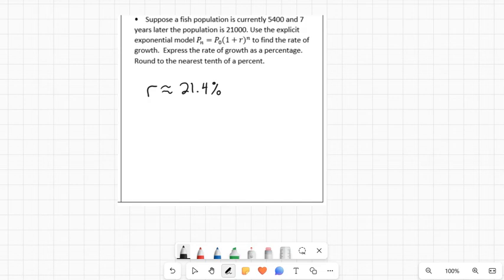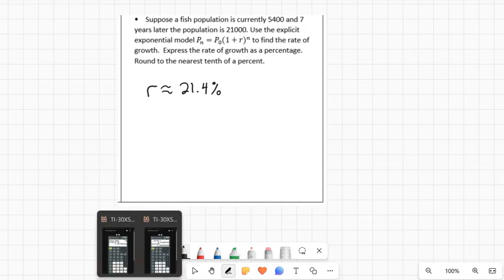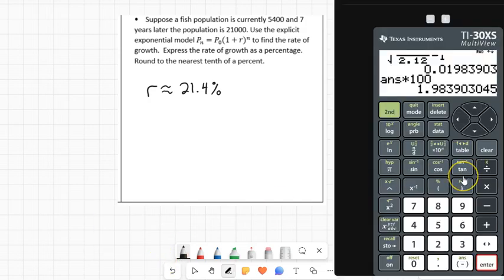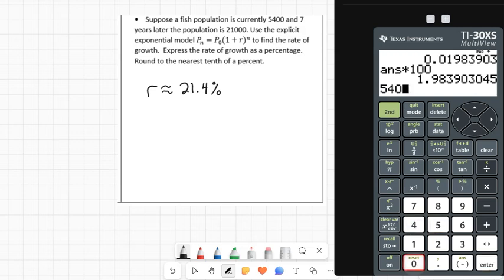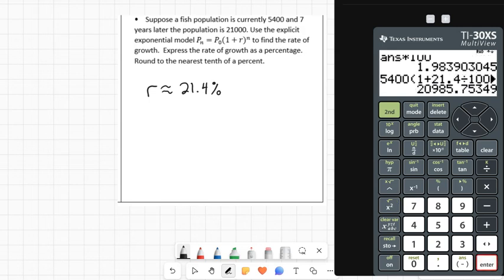We can check this. We can do this in a couple of ways. Let me show you a couple of approaches to check this. First off, the exponential explicit model. We have P sub 0 times parenthesis 1 plus R, and I'm going to do 21.4 divided by 100, to the N. And we want 7 years later. This should be about 21,000. A little bit less, so I can see that we rounded down to get this R, but that looks great.